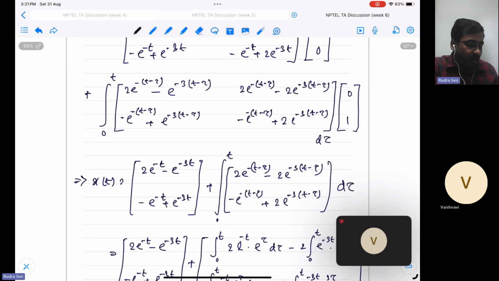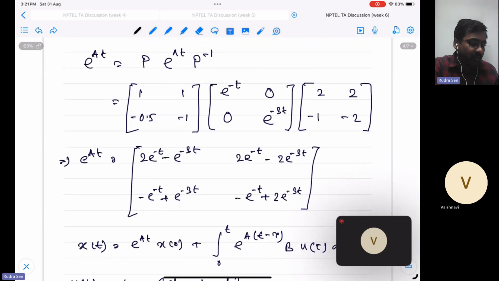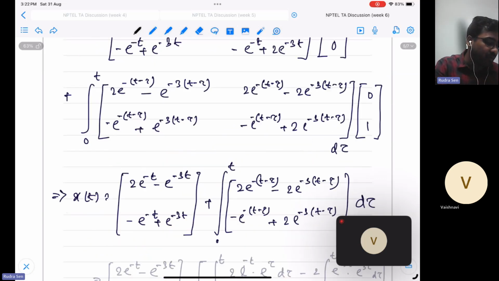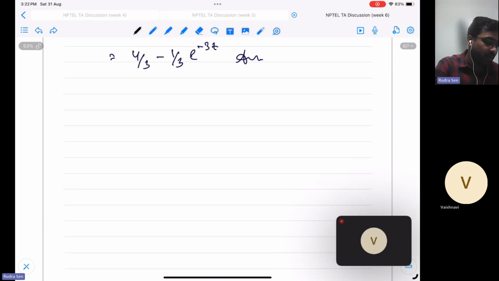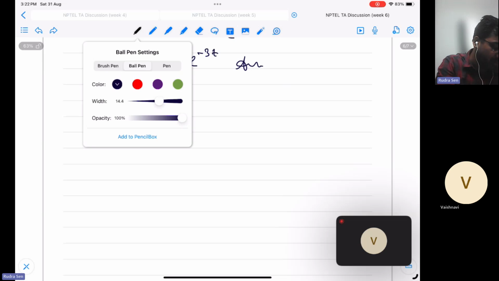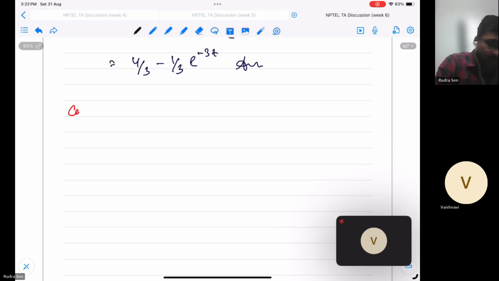So in that way, if you find the state transition matrix using the diagonalization process, the calculation is very much easier than the previous one. Now we move to the Cayley-Hamilton theorem. But first, let me ask you one question. Is there any doubt in this numerical?